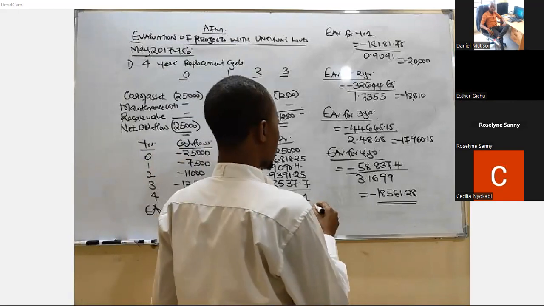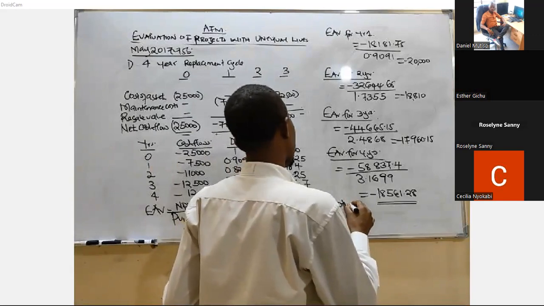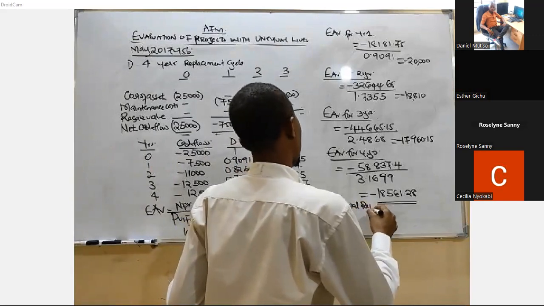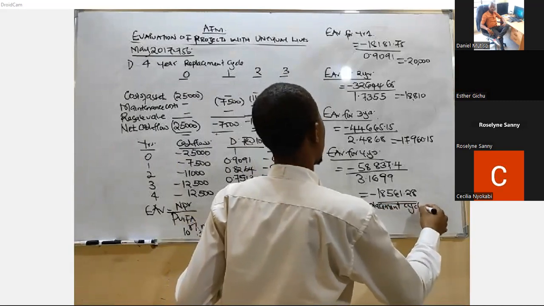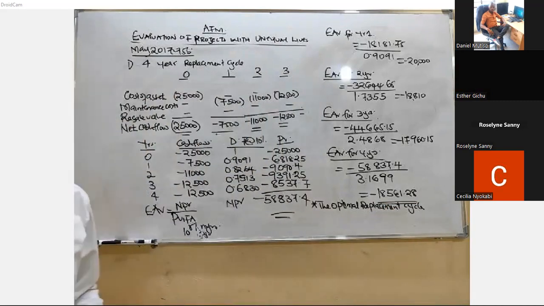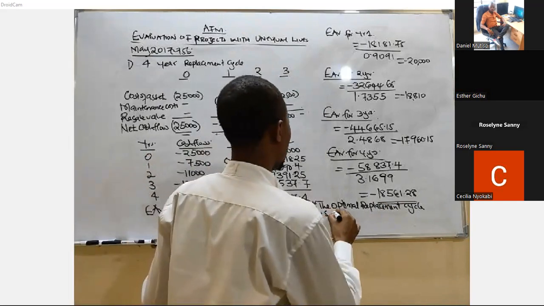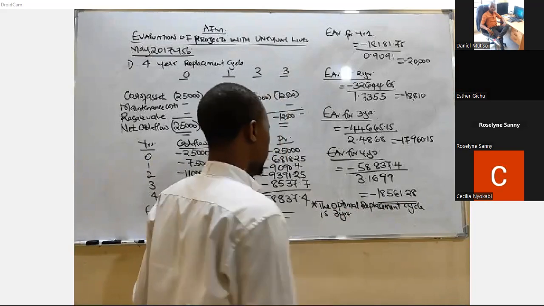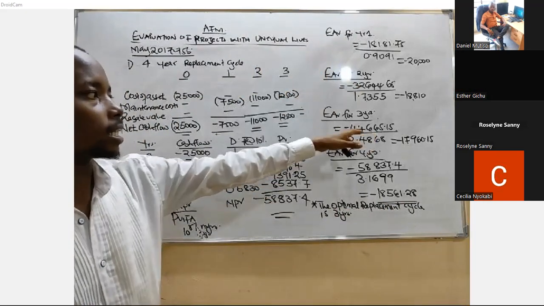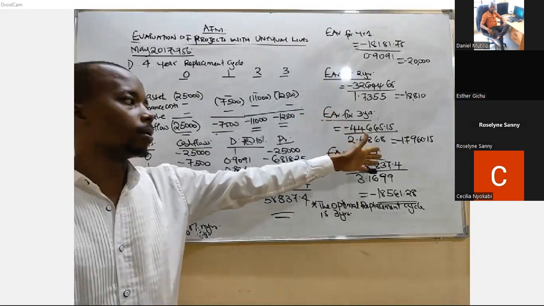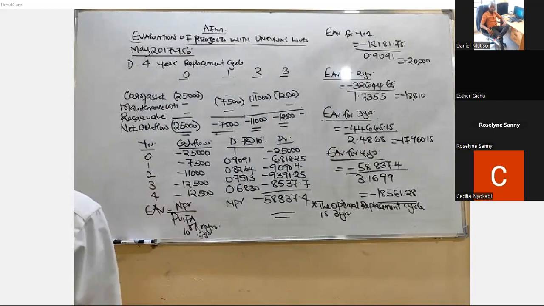Let me say this. The optimal replacement cycle should be which year? Year 3. 3 years. Very good. The 3 years is the one that has the least equivalent annual value. Remember now you are dealing with negatives. You look at the one which is the least.